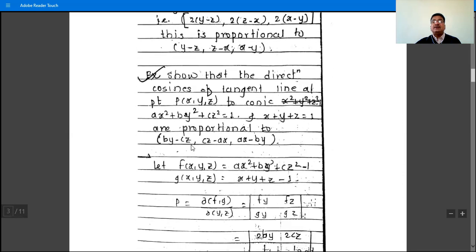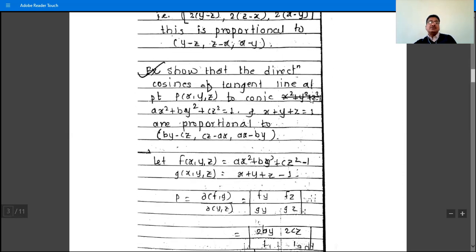Okay, so next example: show that the direction cosines of the tangent line at a point P(x,y,z) to the conic ax square plus by square plus cz square is equal to 1 and x plus y plus z is equal to 1 are proportional to this. Again we are given two surfaces: ax square plus by square plus cz square is equal to 1, and the other is x plus y plus z is equal to 1. Denote by small f and small g: ax square plus by square plus cz square minus 1 as f, and x plus y plus z minus 1 as g(x,y,z).